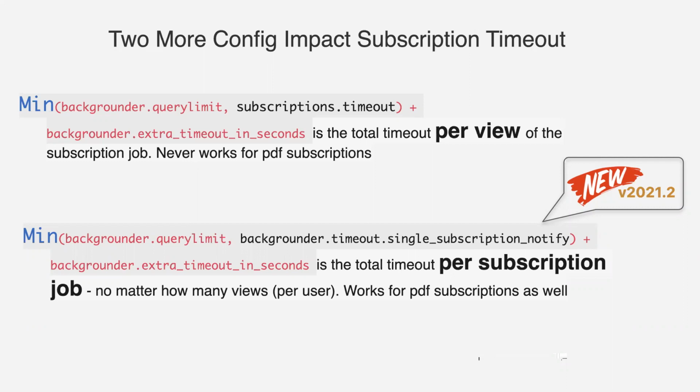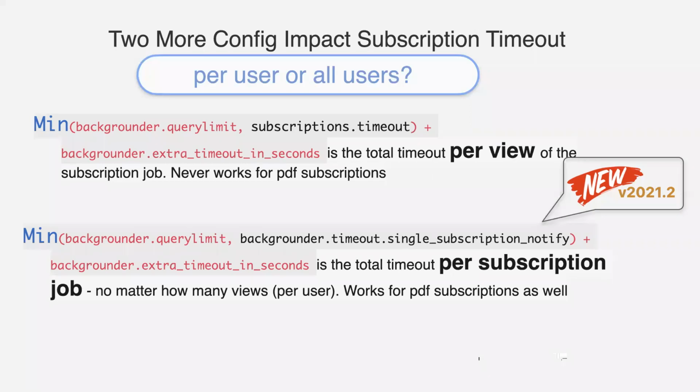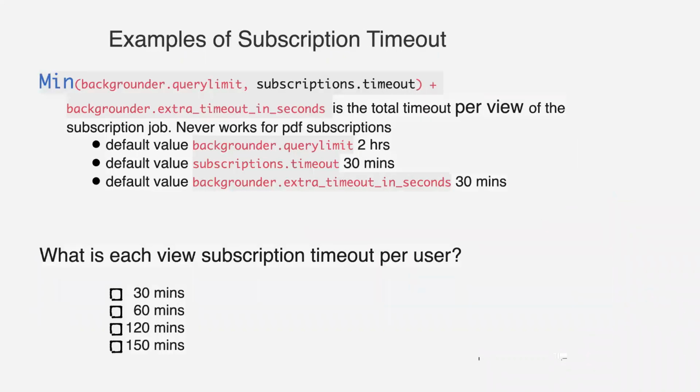Is this per user or for all the users? Each subscription job can have like 10 users. Is it per user or per all users? The answer is per user, no matter whether you use the old key or the new key. It's per user. Let me give you more specific examples.